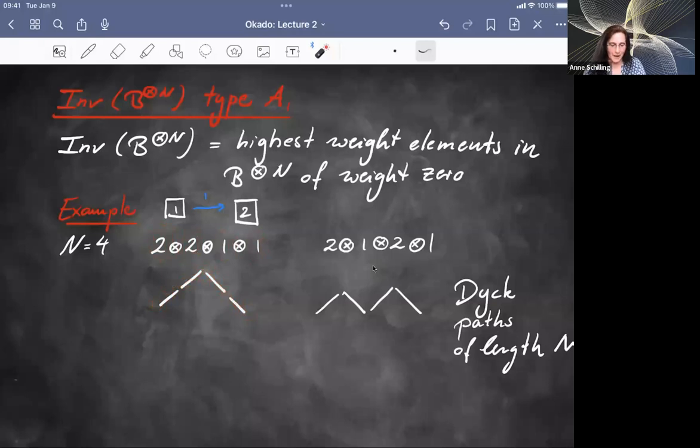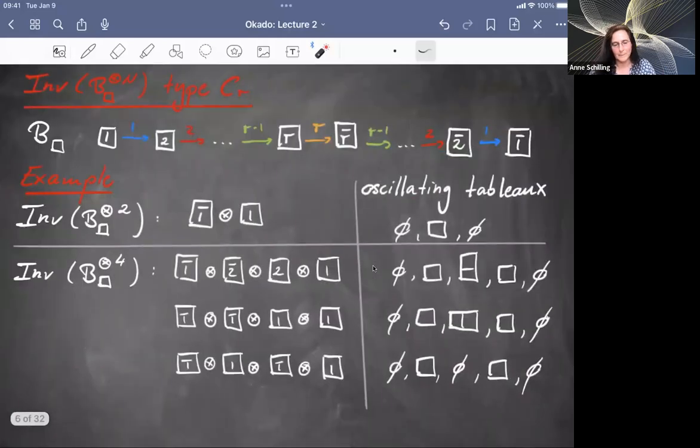And also, I can't go below the line, because I always have to have more 1s than 2s, starting from the right, if I want to be a highest weight element. Okay, so that's a very simple case of type A1. Now let's look at a slightly more complicated case.